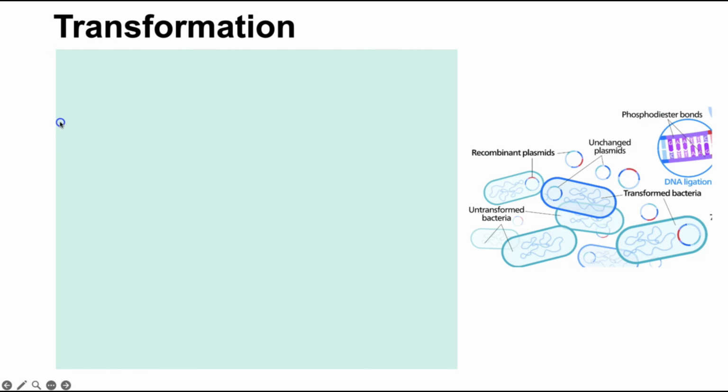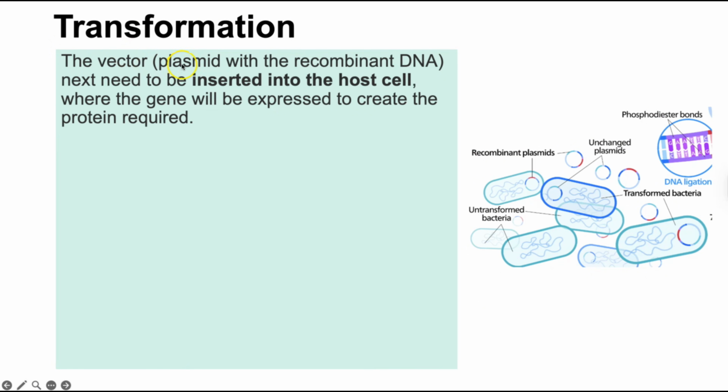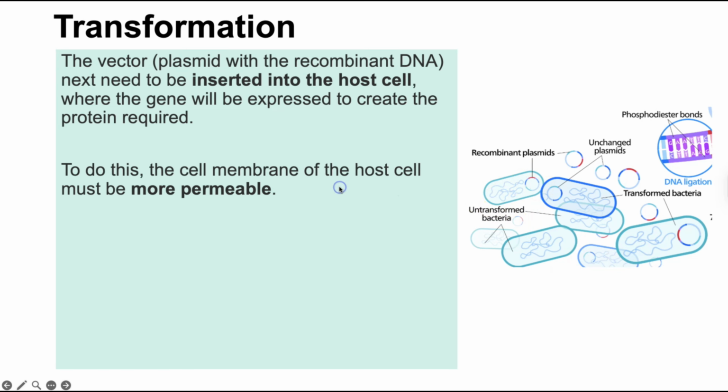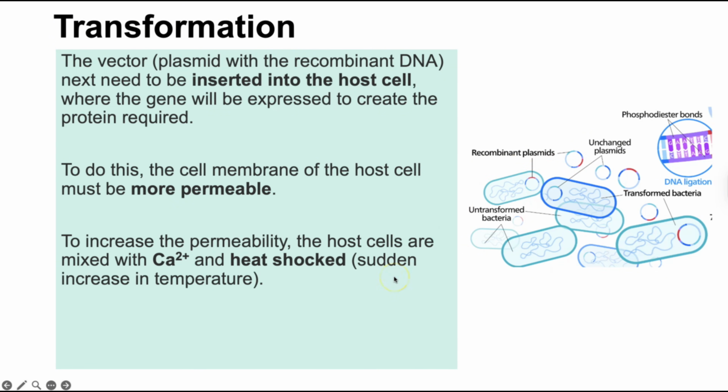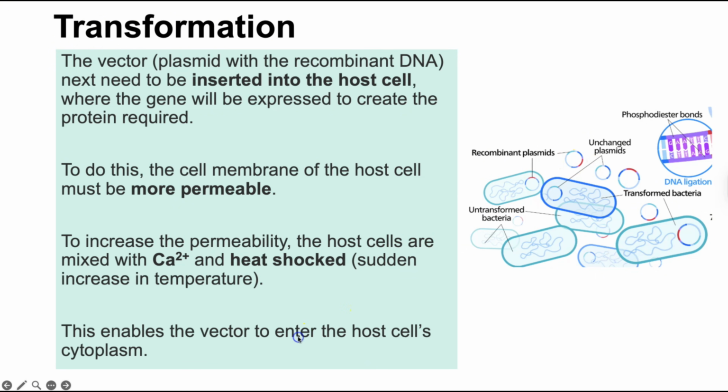So now we've got our gene of interest into the vector, the plasmid, we have to get that vector into the host cell, which is the cell that's going to make the protein, which in this case is a bacteria. In order to do this, we need to make the host cell's cell membrane more permeable, so we're more likely to get the plasmid in. The way that we do that is using calcium ions and heat shock, which means sudden changes in temperature. That's going to affect the fluidity of the cell membrane, so we should be more likely to get the plasmid in.